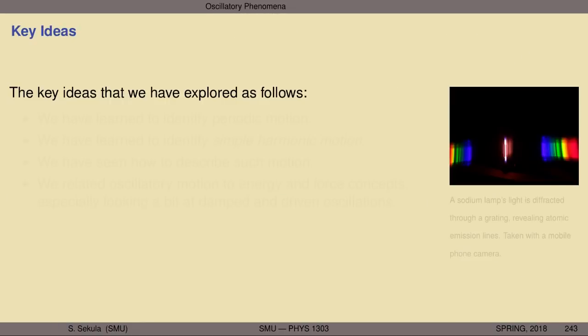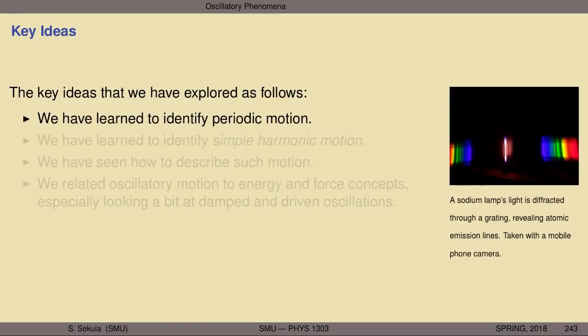So let's review the key ideas that we have explored in this part of the course. We've learned to identify periodic motion. This is a phenomenon that starts in a state at time zero, returns to that state at some later time, capital T, and then repeats the whole phenomenon all over again. A subset of such motion is simple harmonic motion, where this change in, for instance, displacement in space or some other quantity can be described by sine and cosine functions that are themselves functions of time.